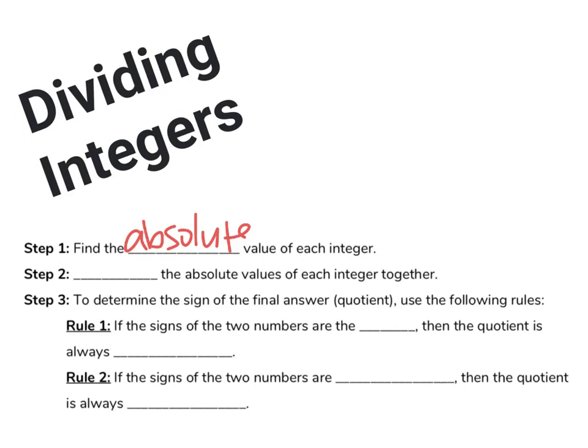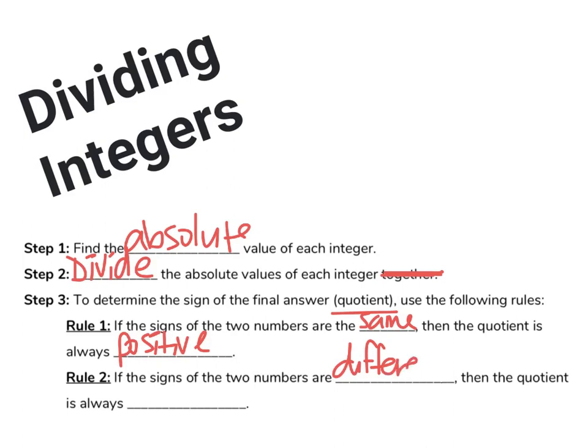And then from there, we are going to divide the absolute values of each integer. And then again, to determine the sign of the final answer, or the quotient, we are going to use the following rules. If the signs of the two numbers are the same, then the quotient is always positive. And if the signs of the two numbers are different, then the quotient is always negative.